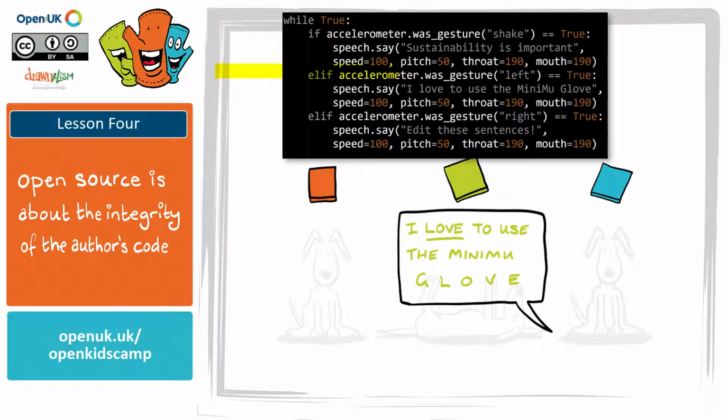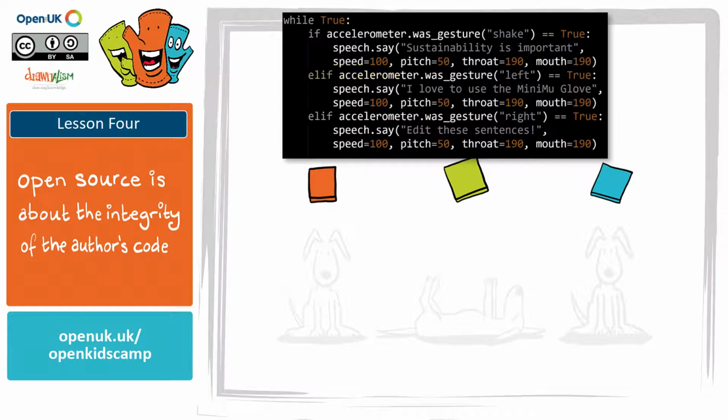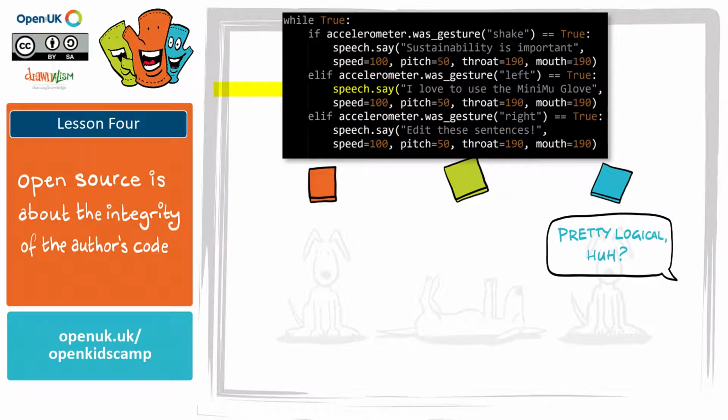Finally, we want to write one last elif statement to check if the microbit has been tilted right. Instead of left in the brackets, we now have right. Pretty logical, huh? When you're ready, hit save and download your code to your microbit.